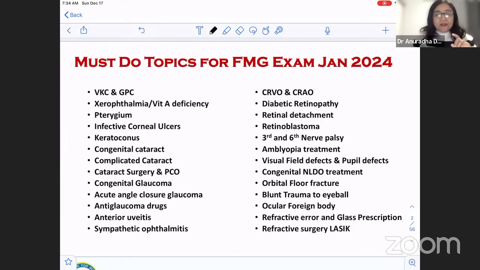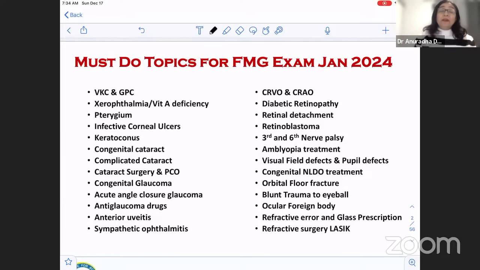Then in uveitis, please go through anterior uveitis and sympathetic ophthalmitis, another favorite topic with the examiners for ophthalmology. Then coming to your retina chapters, central retinal vein occlusion and central retinal artery occlusion are important topics. Diabetic retinopathy based questions have been coming in exams. Please go through retinal detachment. And then the all-time favorite of examiners, retinoblastoma. Please do retinoblastoma very thoroughly.